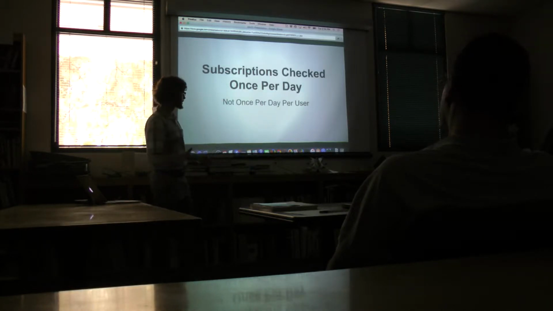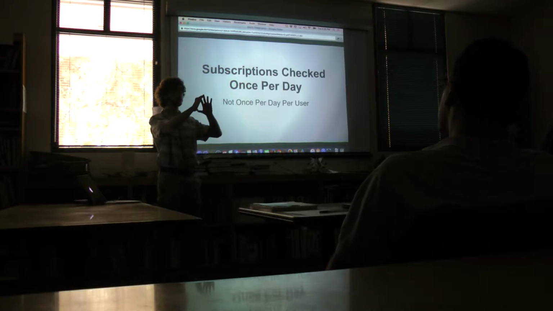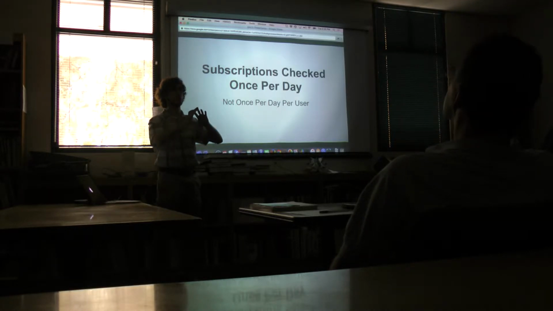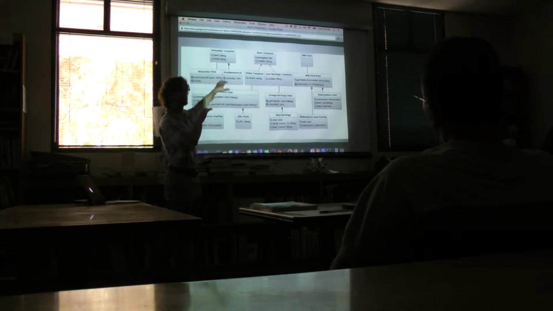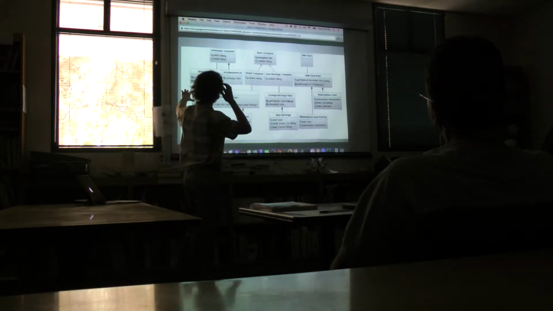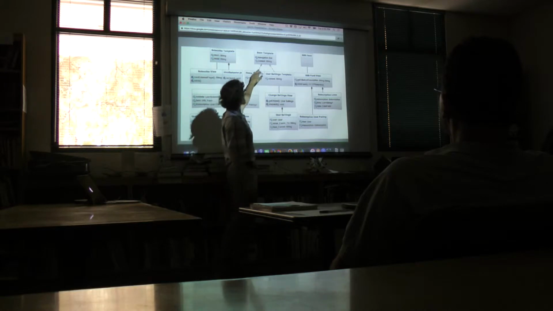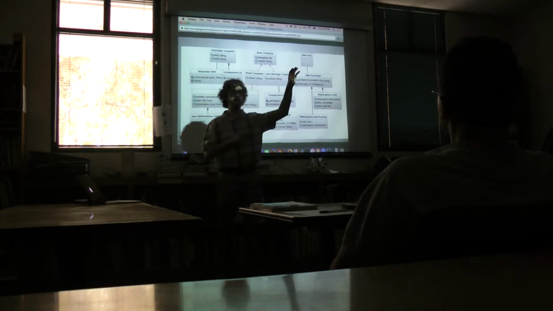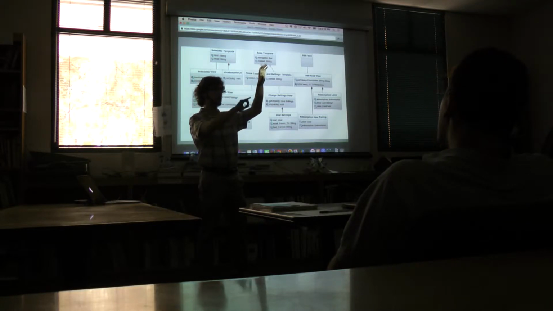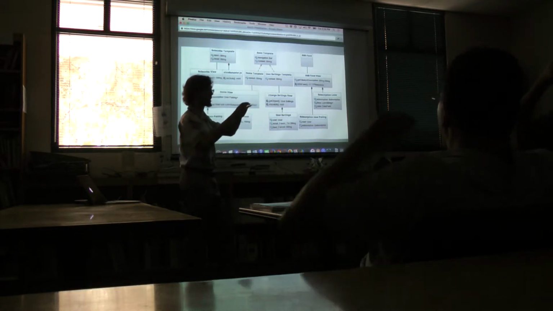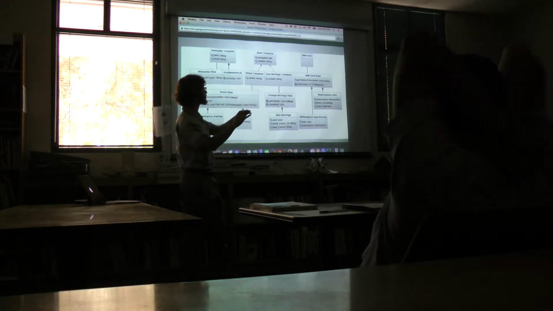So the advantage of the system is, again, you just check a subscription once a day, not once a day per user. Here's the actual layout of the model view controller views. So at the very top, we have a base template, which has the navigation bar we saw earlier, where you can go to user settings, RSS feed, home view. That's where that navigation bar comes from.